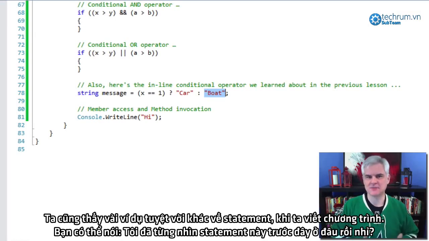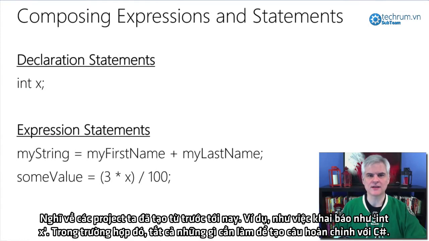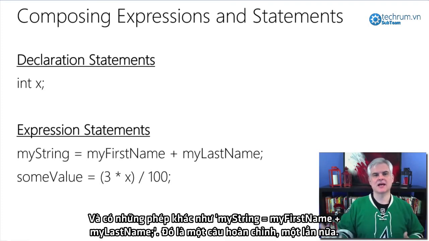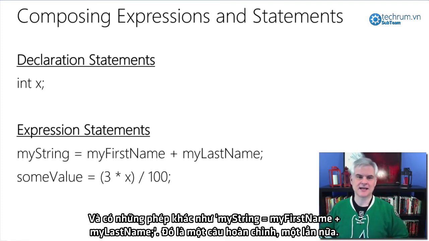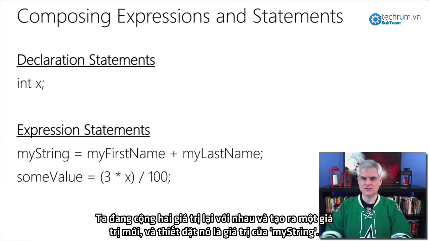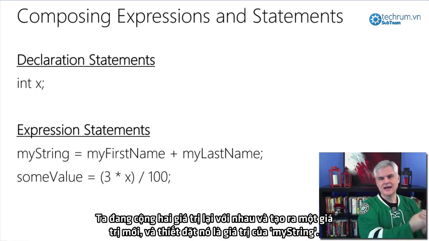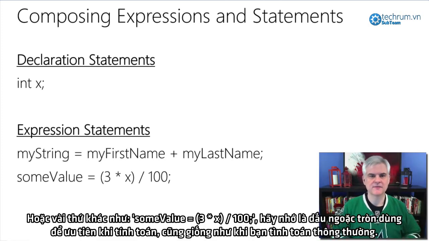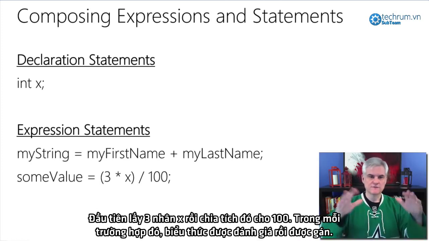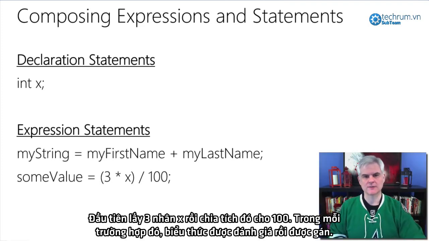We've already seen several great examples of statements so far when we've written our applications. And you might say, well, where have I seen a statement before? Well, think about the projects that we've created up to this point. For example, there are declaration statements like int x. In that case, that's all it takes to make a complete thought in C#. And then there are expression statements like my string equals my first name plus my last name. Again, a complete thought. We're adding two values together and taking the new value and setting it as the value of my string. Or something like this, some value equals 3 times x divided by 100. In this case, notice that the parentheses operator is used for the order of operations, just like you would in any mathematical formula. So first, take 3 times x and then divide by 100. All right, so in each of these cases, the expression is evaluated and then assigned.